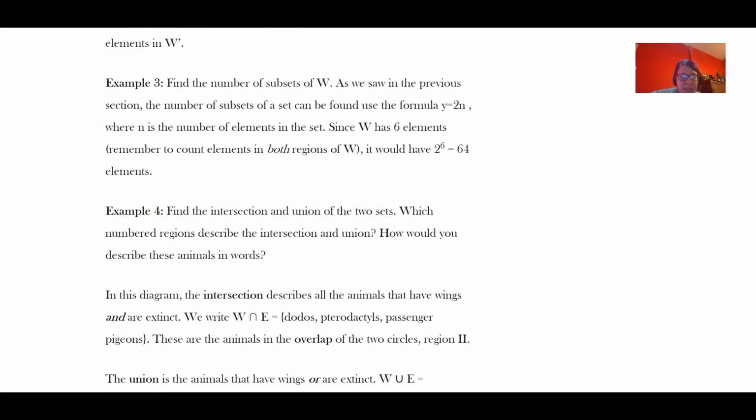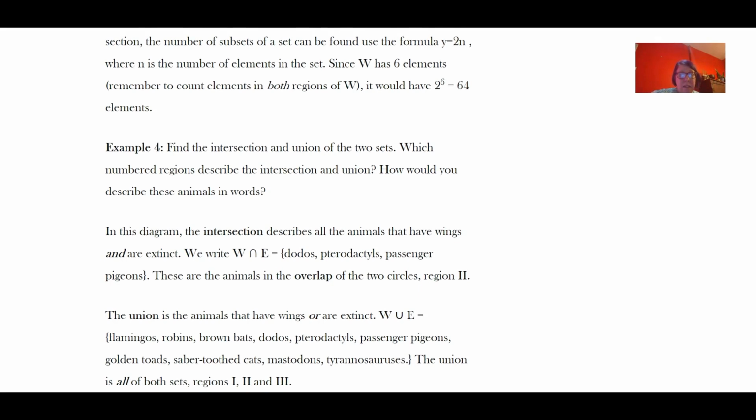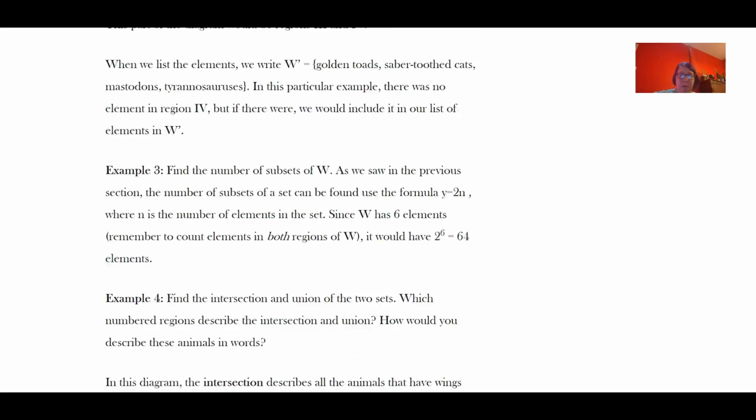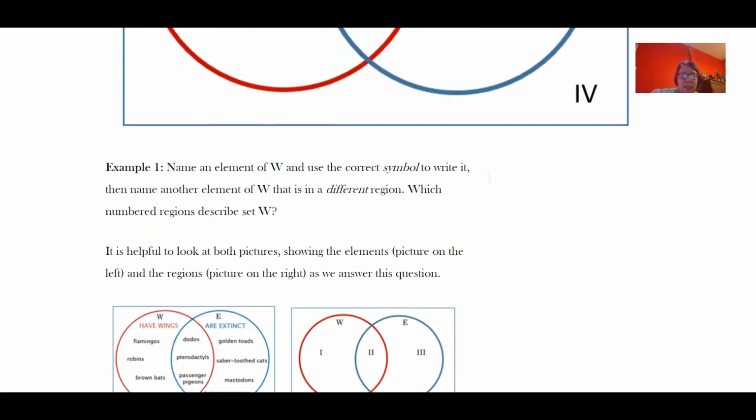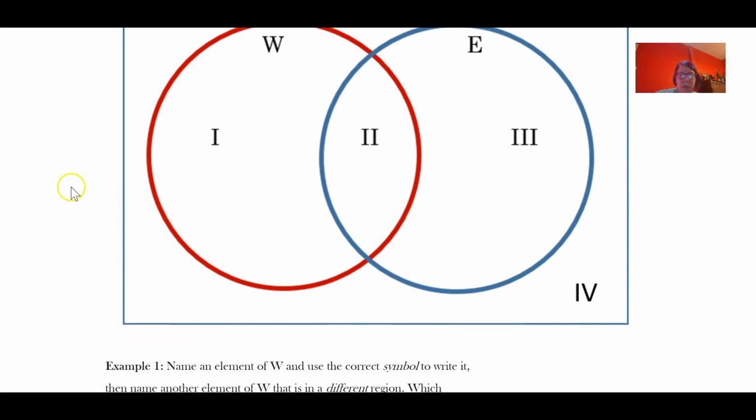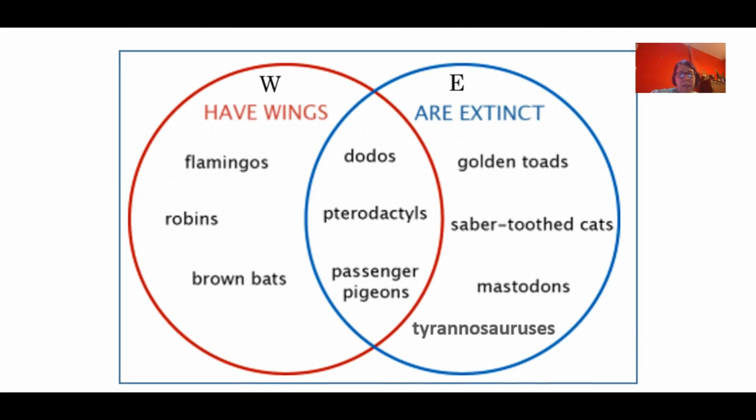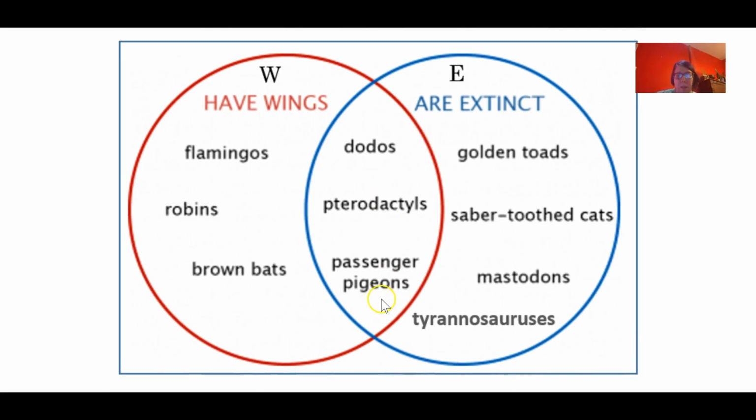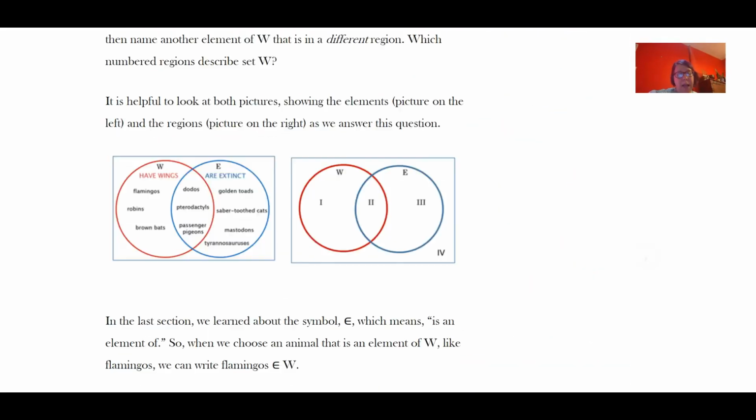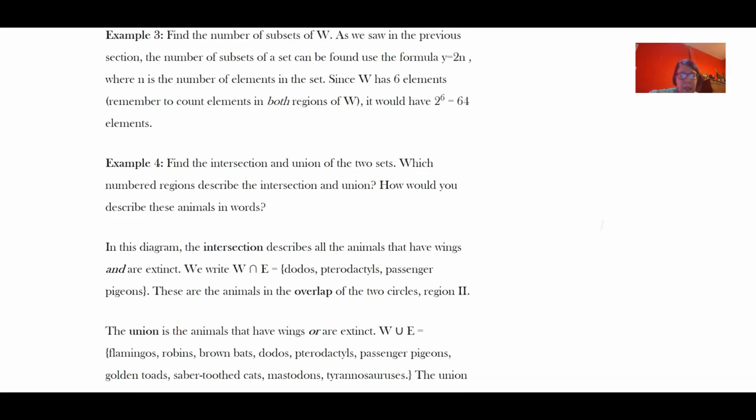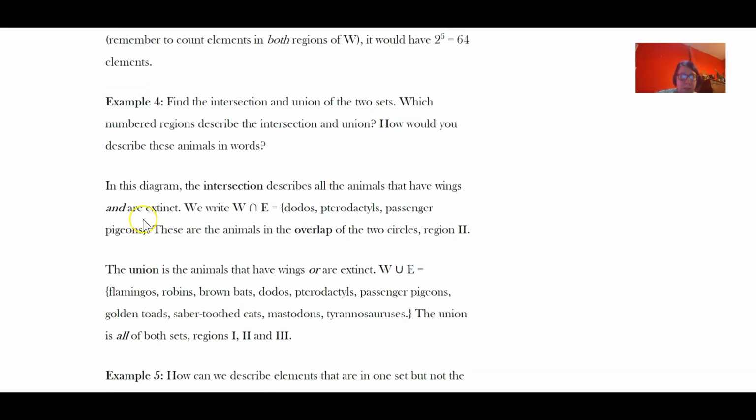So intersection is and. Intersection is the overlap of the 2 circles. So the intersection is region 2 here. It's where the two circles overlap, and you can look and you can see dodos, pterodactyls, and passenger pigeons are in that overlap. So we list them in curly braces to indicate that they're a set.